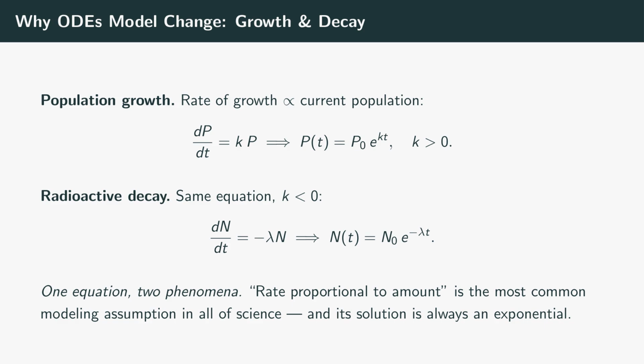Second, radioactive decay. The rate at which atoms decay is proportional to how many undecayed atoms remain. That is the very same equation, but now the constant is negative, dN/dt equals negative lambda times N. The solution is N equals N naught times e to the negative lambda t, exponential decay. One equation, two opposite phenomena, separated only by the sign of a constant. The phrase rate proportional to amount is perhaps the single most common modeling assumption in all of science, and whenever you make it, the answer is an exponential.